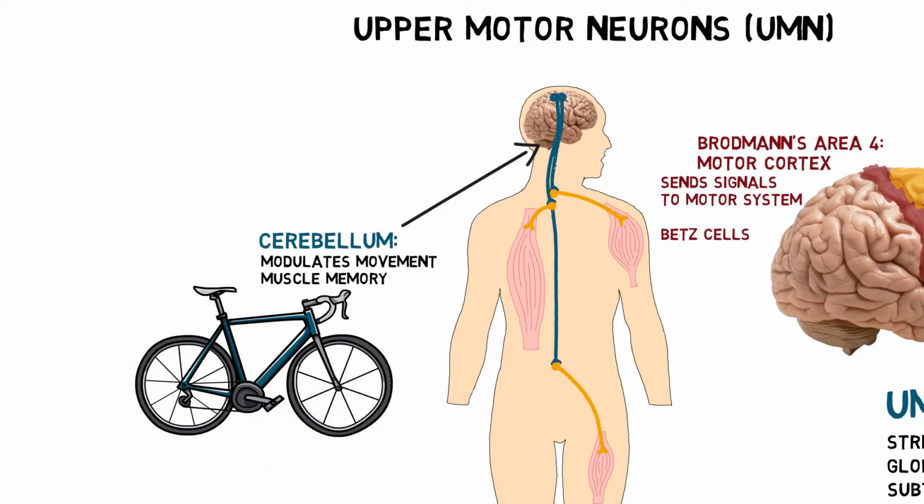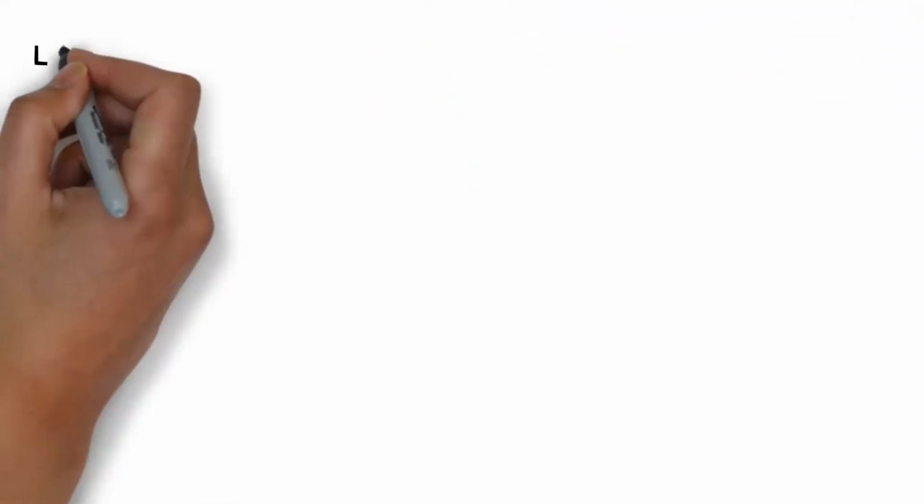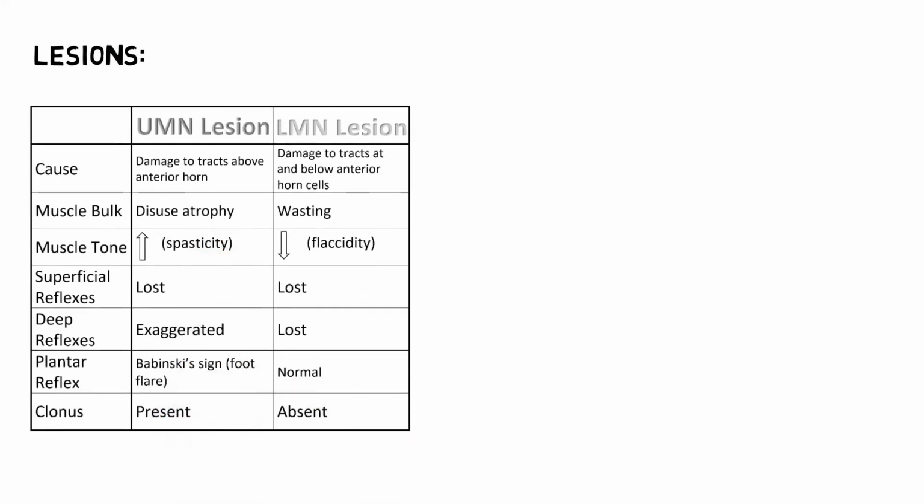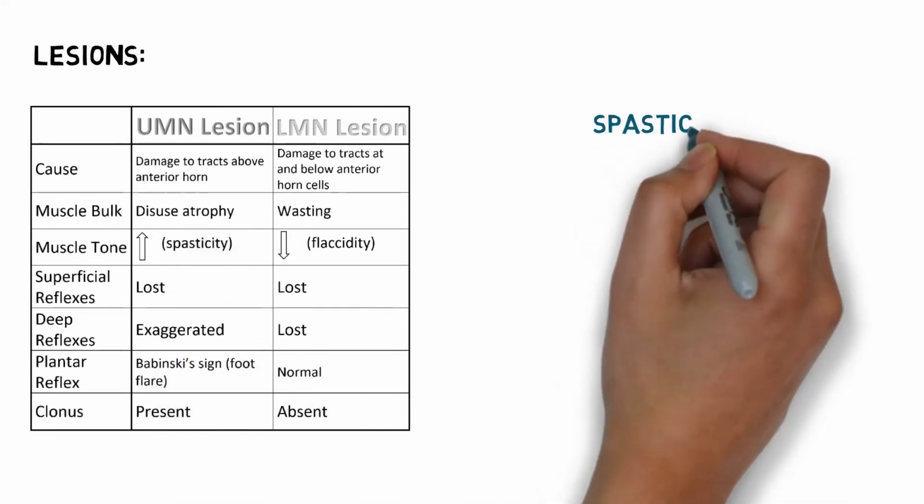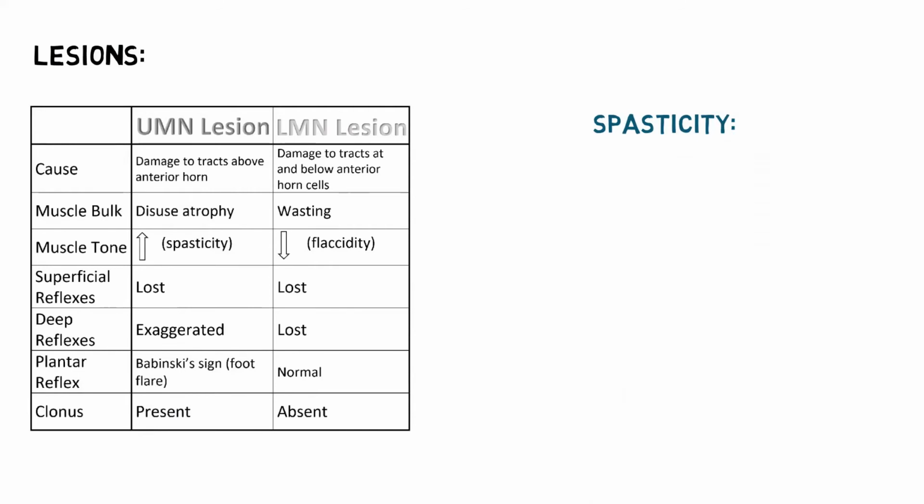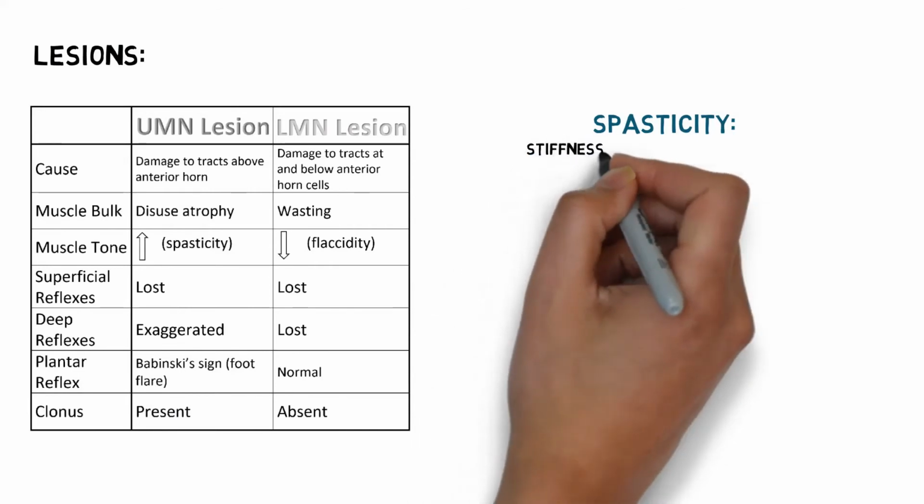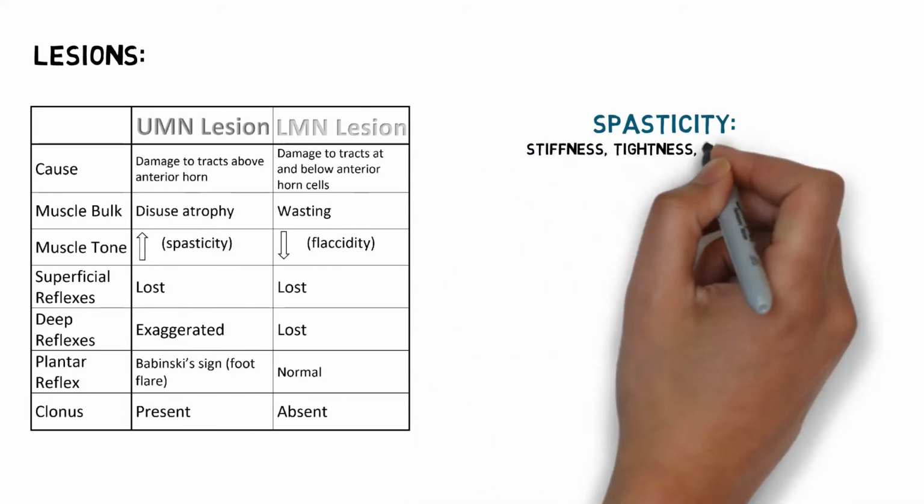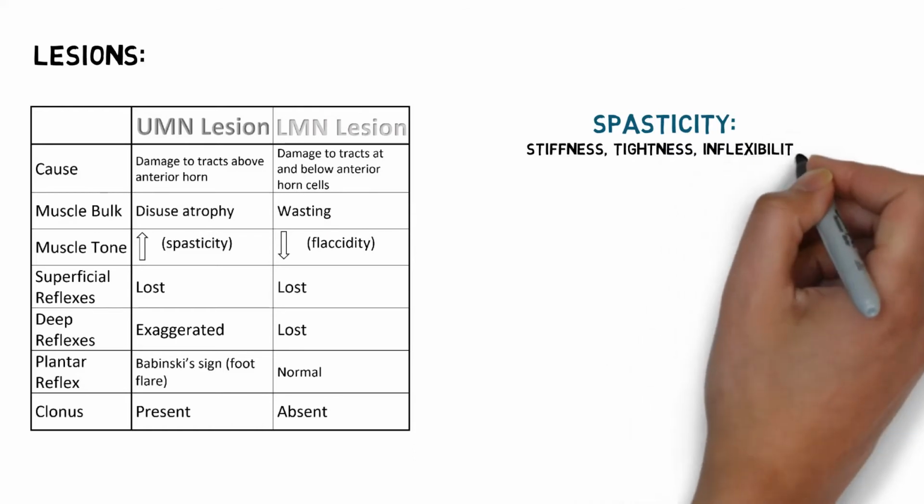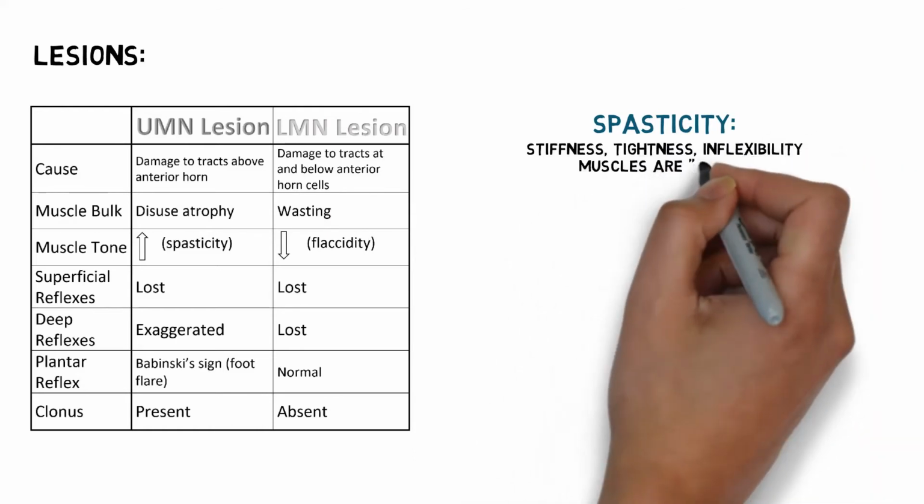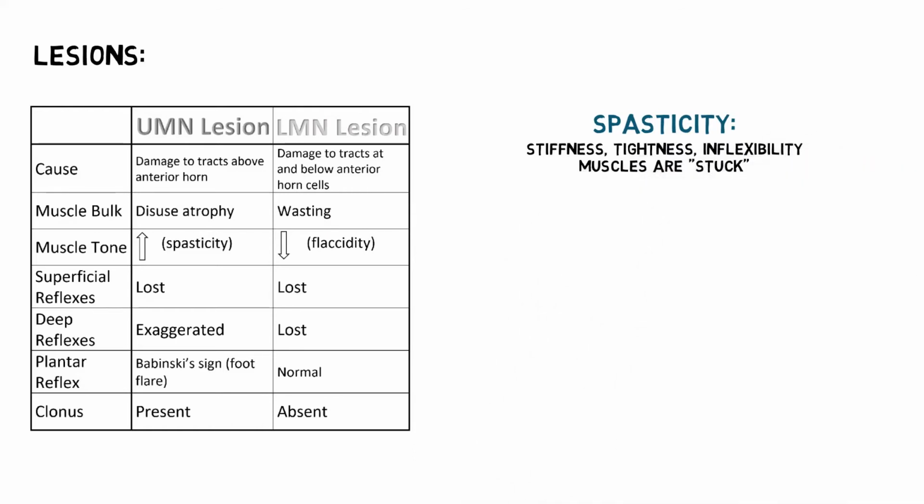bicycle after 20 years. When there is damage to the upper motor neuron, specific symptoms occur. One symptom is spasticity, which is muscle stiffness, tightness, rigidity, and inflexibility. In mild cases, the muscles may respond, but not smoothly, and at times not the way you expected. In severe cases of spasticity, the muscle may not respond at all and seems to be stuck in its position.